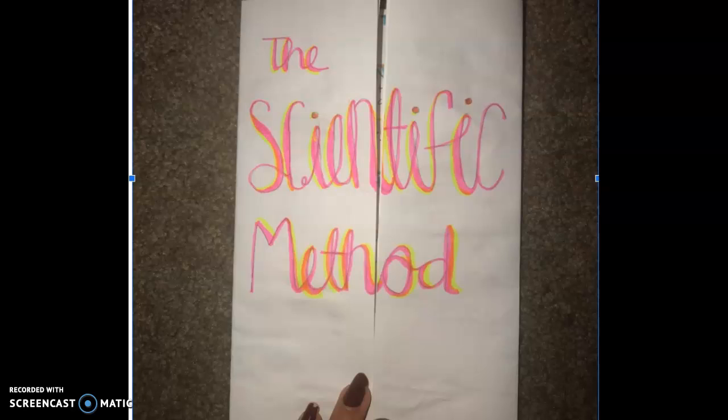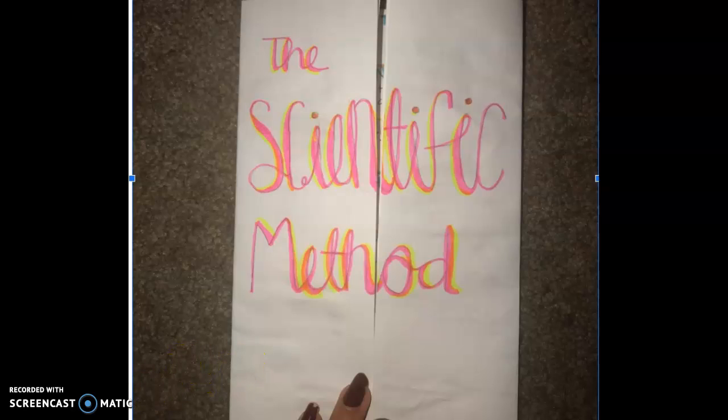Hello class, so today we are going to be learning about the scientific method. The scientific method is a process of acquiring knowledge in science, and this is a method that we are going to be using in our science class from now on to complete projects and experiments that we're going to be doing in class.